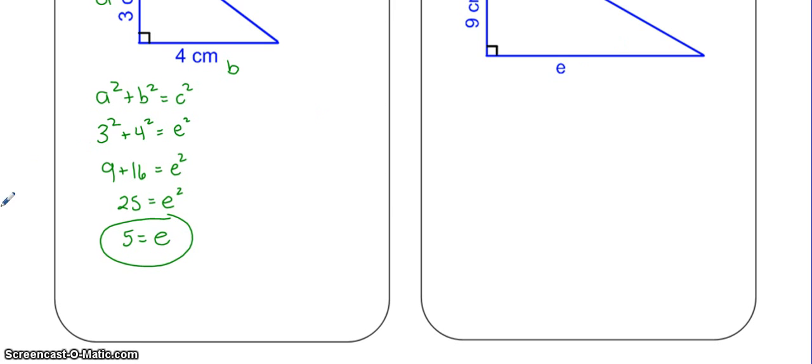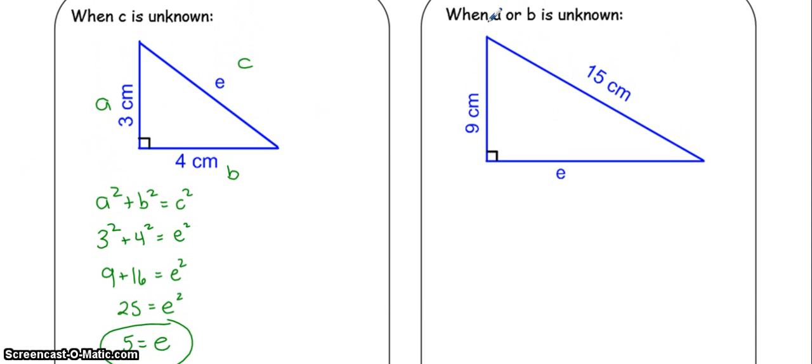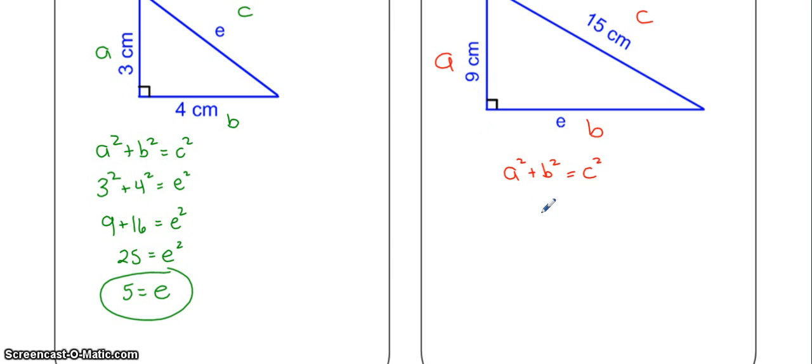When you're solving for one of the sides, so it's one of the two legs that is unknown, again we start with the formula a squared plus b squared equals c squared. It doesn't matter which one is a and which one is b. It does matter which one is the hypotenuse. So a is 9. This time b you just substitute for e, and c is 15.